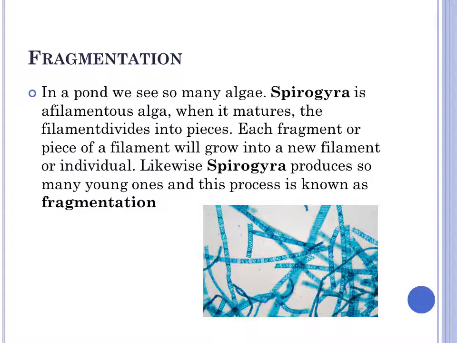Fragmentation. In a pond, we see so many algae. Spirogyra is a filamentous alga. When it's mature, the filament divides into pieces. Each fragment or piece of a filament will grow into a new filament or individual. Likewise, Spirogyra produces so many young ones, and this process is known as fragmentation.